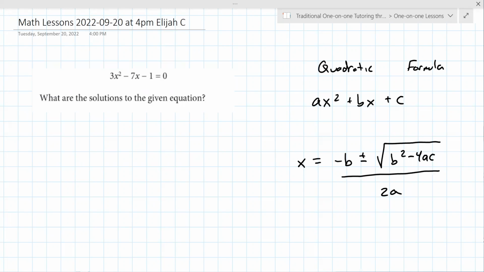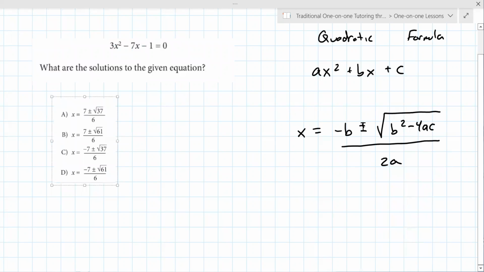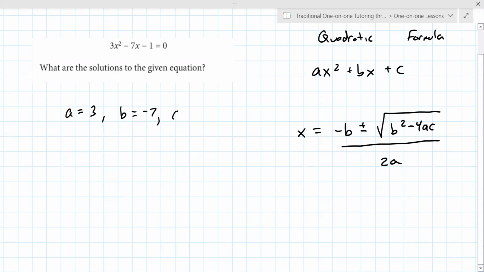Now, the reason that we know it's a quadratic equation or quadratic formula problem, when I show you the answer space, which I'm going to show and then I'm going to remove, all the answers are in this format over here on the right. Okay. So we're going to at least do one here together. So A is the coefficient in front of x squared, 3, B is -7, and C is -1.